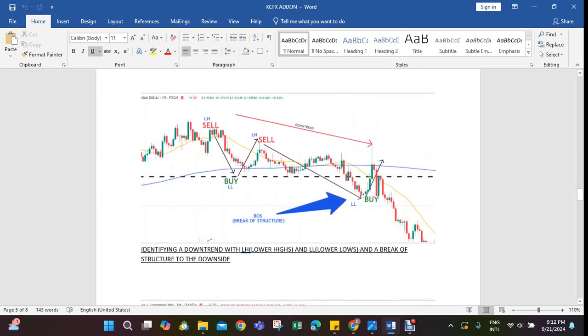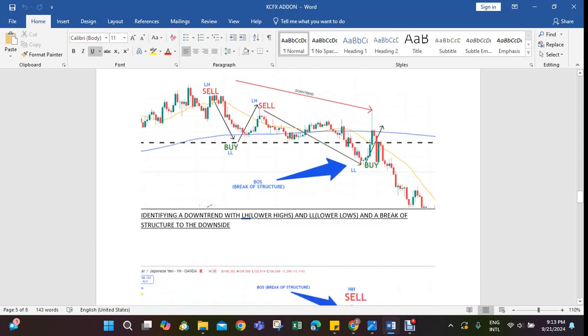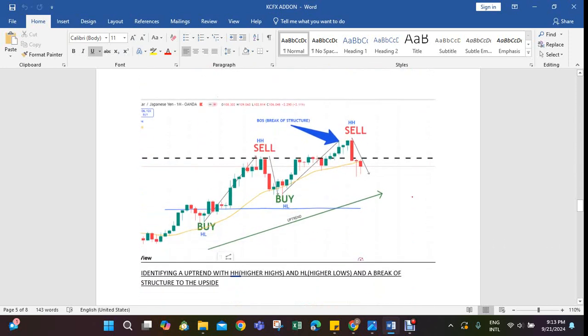Now this is for the bearish side. You can see a lower high, a lower low, a lower high. It broke the previous lower low, which is the buy here, to create a newer lower low. That's a break of structure to the downside because the market is going on a downtrend.